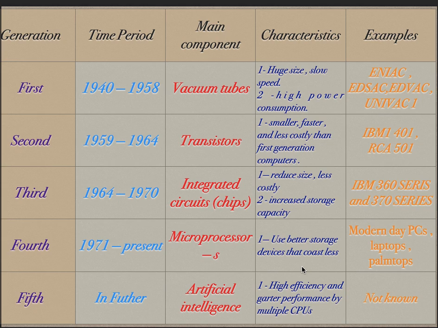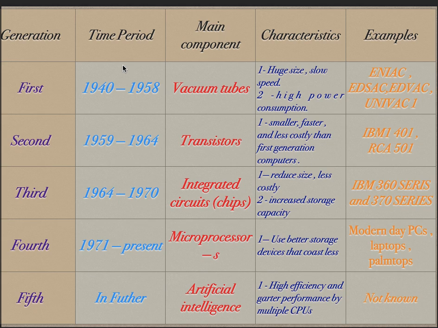So you can see our mobile phones, tabs and computers. These are all examples of the fourth generation microprocessors. I have given examples here: modern day PCs like laptops, phones, iPads. We have a lot more.